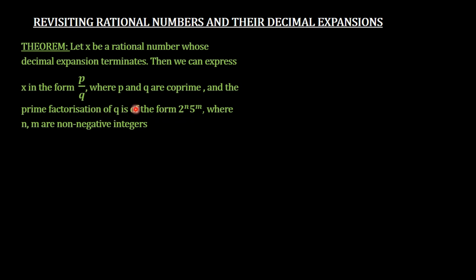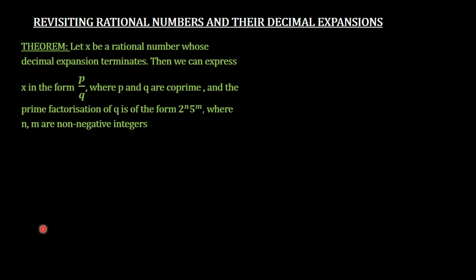The prime factorization of q is of the form 2 raised to n into 5 raised to m. That is, only two prime numbers are present in the prime factorization of q, 2 raised to n and 5 raised to m. That is, 2's and 5's are the only prime factors present in the prime factorization of q, where n and m are non-negative integers. This is what our theorem is about.